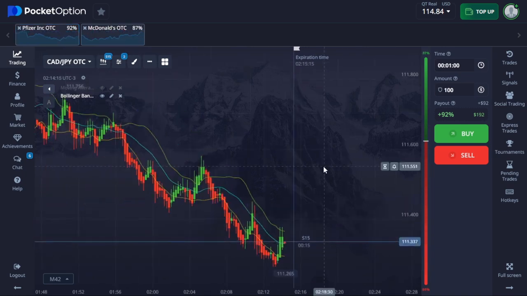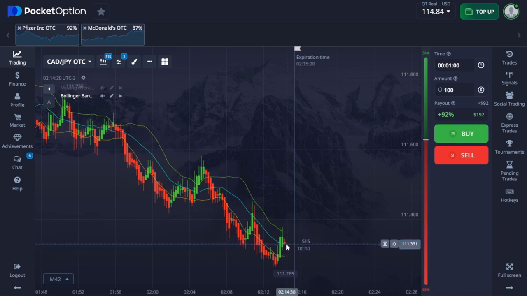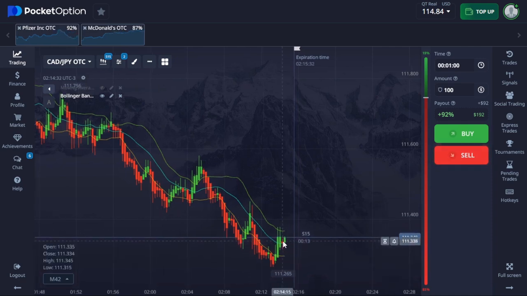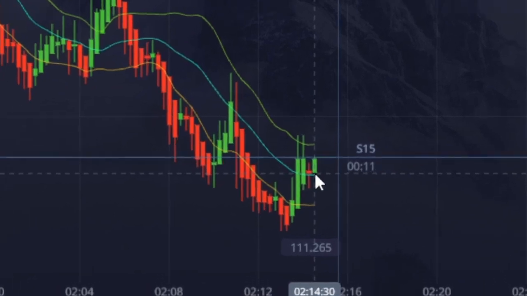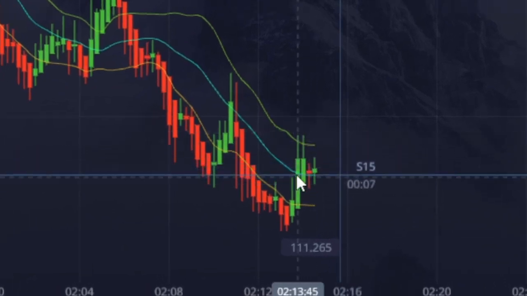Right here, guys, we have a rejection in the CAD JPY-OTC. The price reaches the average and stops. If the next candle is red, I will enter on the downside because the trend is down. Click on the sell button. Patience is crucial. Sometimes the entry appears, but then the candle changes drastically.